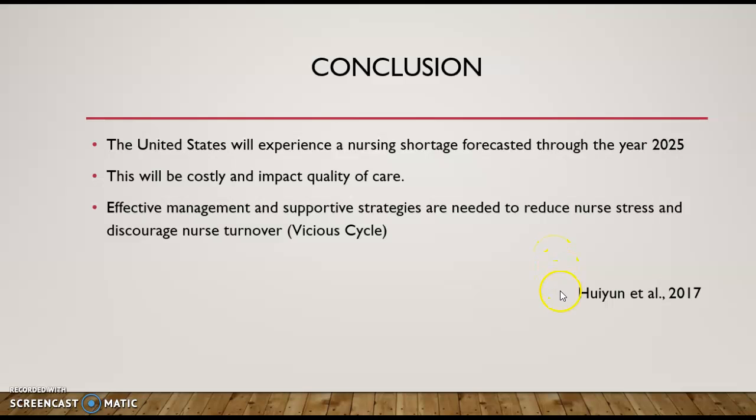So in conclusion, the United States will experience a nursing shortage forecasted through the year 2025. This will be costly and impact the quality of care throughout healthcare. It is imperative that effective management and supportive strategies are needed to reduce nurse stress and discourage nurse turnover, that vicious cycle.